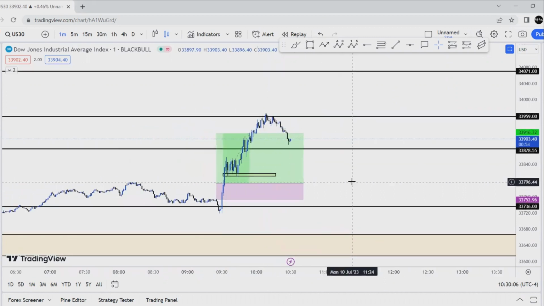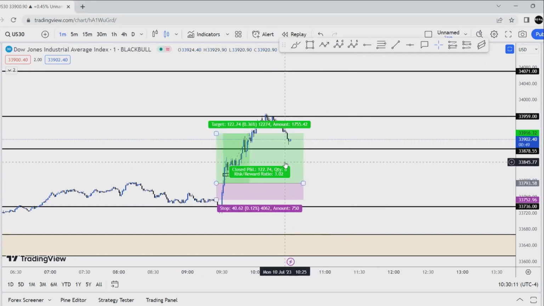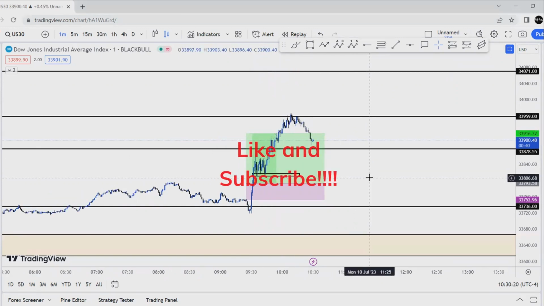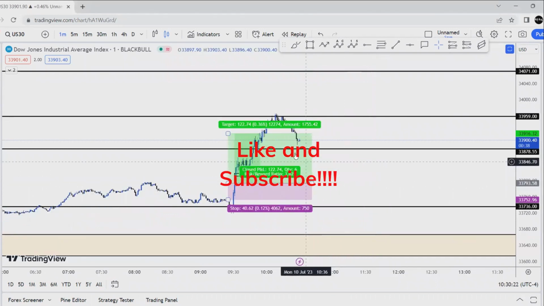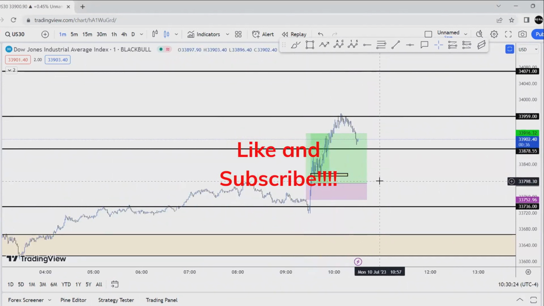So today I just want to do a quick breakdown of my US30 trade. It was a beautiful trade this morning, a quick 1-to-3 risk to reward ratio. I made a lot of money today, right? Good profit. So I took this trade off the 1 minute time frame. So let's do a quick breakdown analysis.